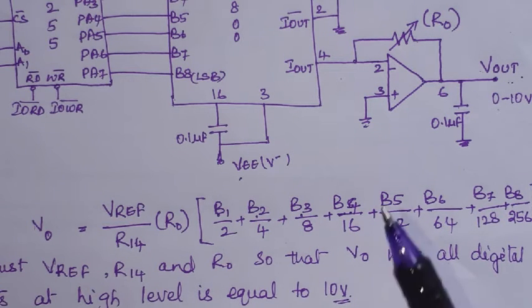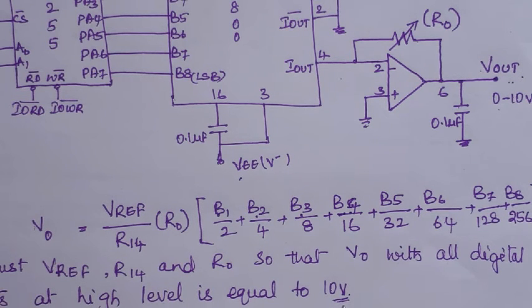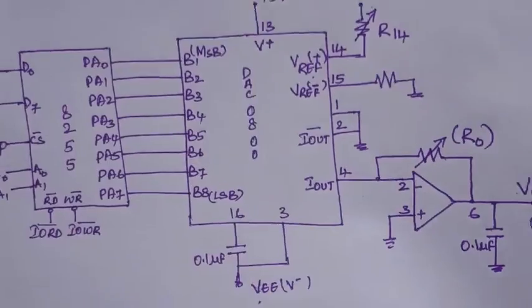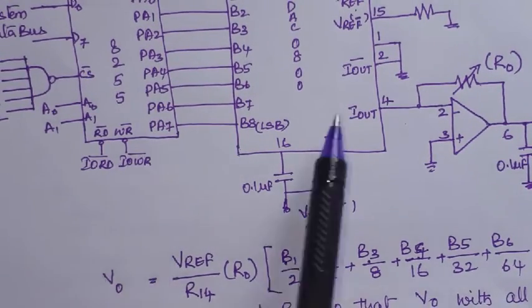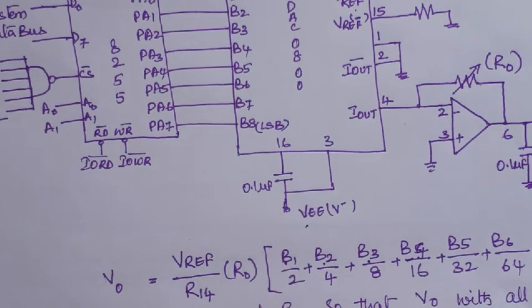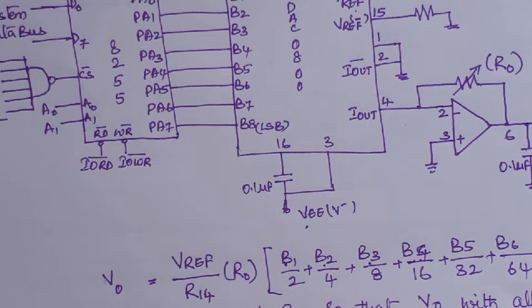Okay, so we need to design, like, find R14, R0 and V reference we should apply in such a way that we get the output, when input digital data is all ones, output must be equal to 10 volts. Okay, so this is the hardware configuration, how we connect DAC to the processor through 8255, and we have used here port A as the output port to give the digital input to DAC chip. Okay, now let's see how we can program this 8255 to get a particular DAC output.